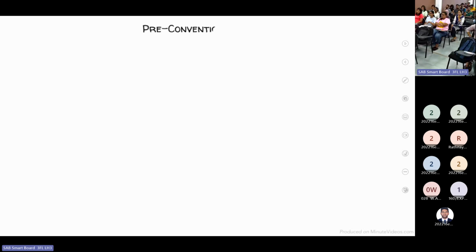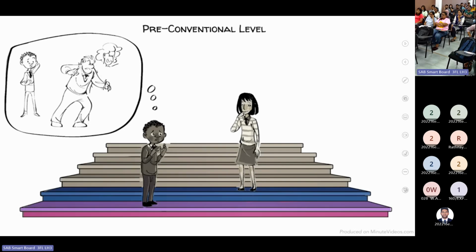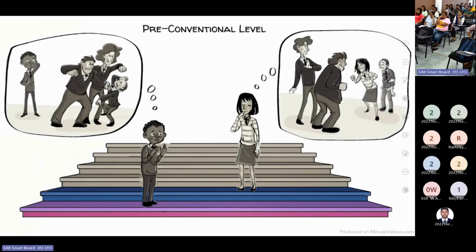At the pre-conventional level, Finn is driven by fear, Mary by self-interest. Right or wrong is judged by the direct consequences themselves and not by social norms. This form of reasoning is common among children.